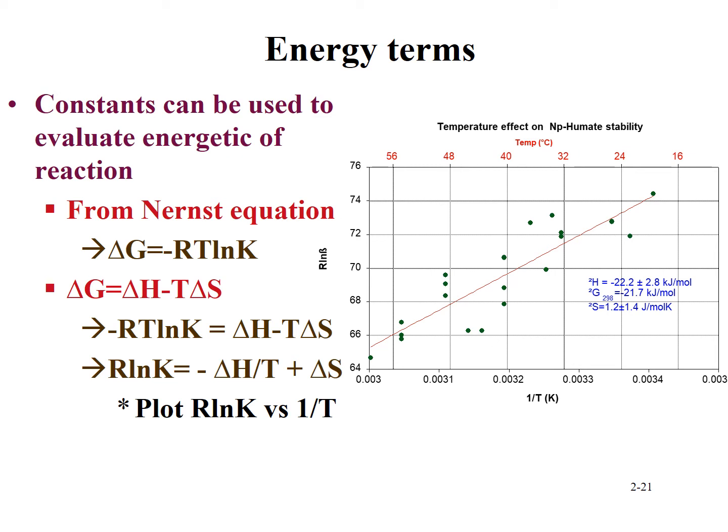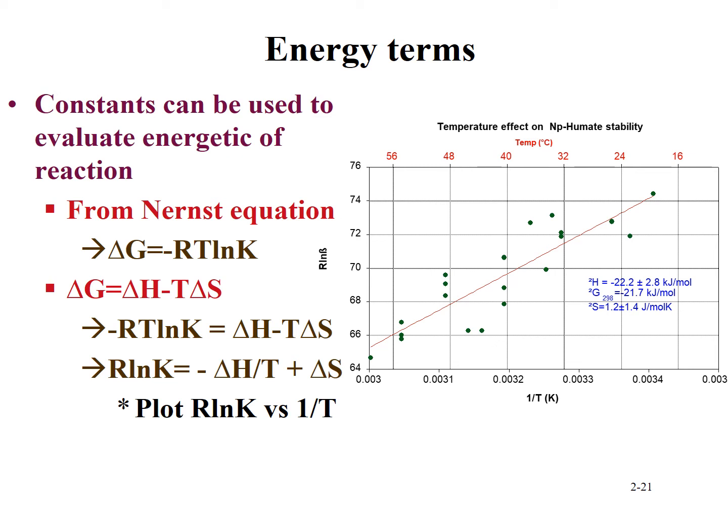We've measured the complexation constant, and what we're plotting is R natural log of the complexation constant against the inverse of the temperature. If I took these two equations and rearranged them, I can get R ln K is equal to minus delta H divided by T plus delta S. This allows me to solve the slope. The intercept will give me delta H and delta S values.